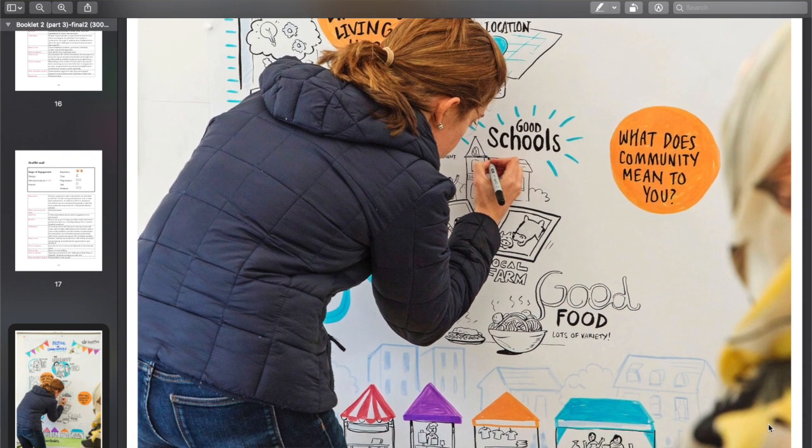Ideally you're locating this at the exit of an event or at the back of an exhibition or something like that, and you've got someone encouraging people to put their feedback on. If you can make it visual in some kind of way, then it does make it much more fun though, I think.